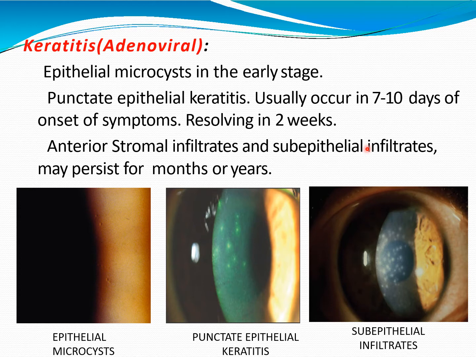Keratitis. It is usually due to the adenoviral species. Epithelial microcysts occur in the early stage. These may lead to punctate epithelial keratitis in 7 to 10 days after the onset of symptoms, and these resolve in 2 weeks, followed by stromal infiltrates and subepithelial infiltrates, which may persist for months or years, causing visual debilitation to the patient.